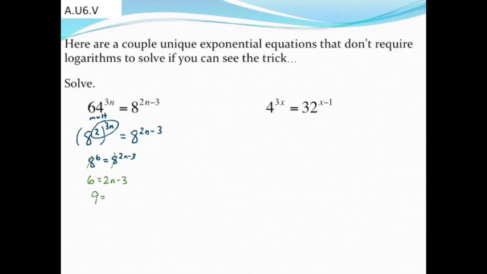I'll add 3 to both sides, and then divide both sides by 2. And I end up with a final answer of 9/2 or 4.5. So there's one of them. Again, pretty simple trick to use, no logarithms, nothing fancy required.